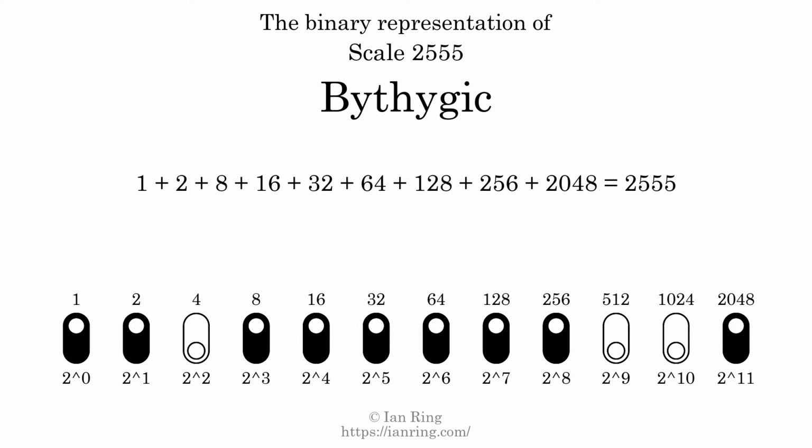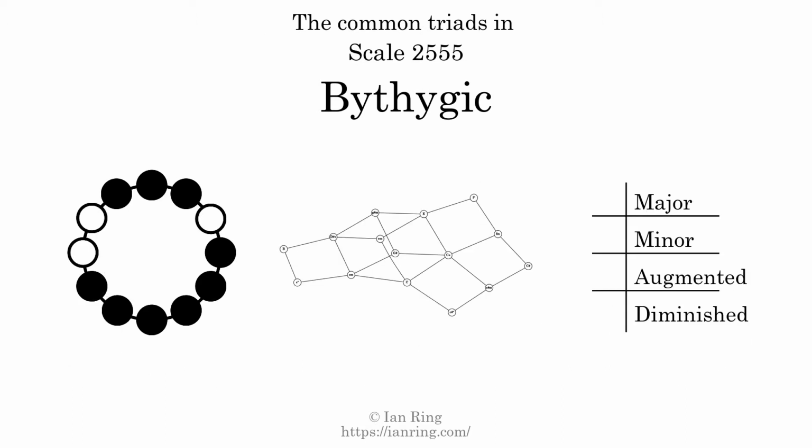2555. That is why the scale number, in decimal, is 2555. The scale number not only enumerates the scale with a unique index, but it also literally describes the tonal content of the scale. Represented as a binary number in base 2, the scale number is 1001111111011. Here are the common triads present in this scale.